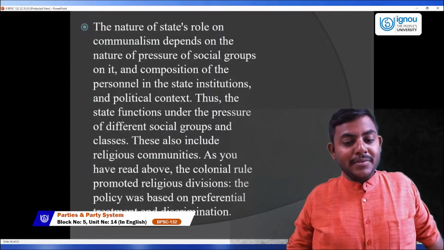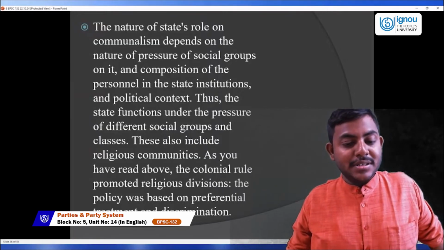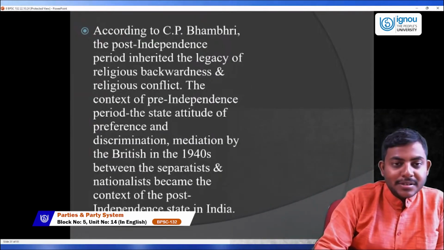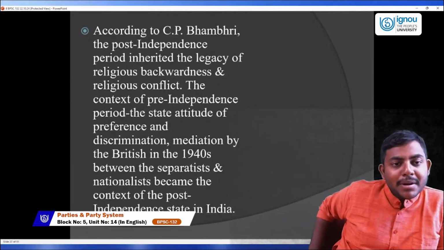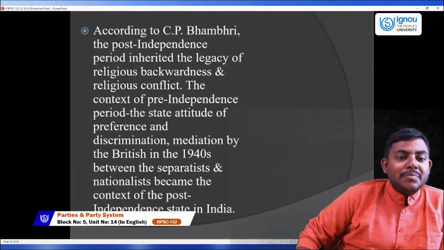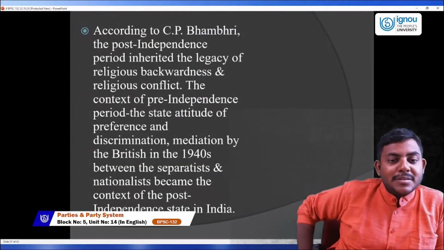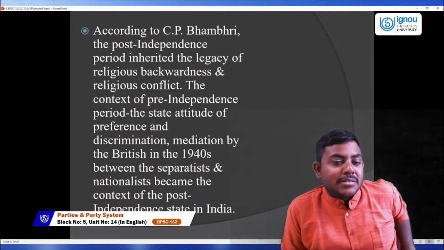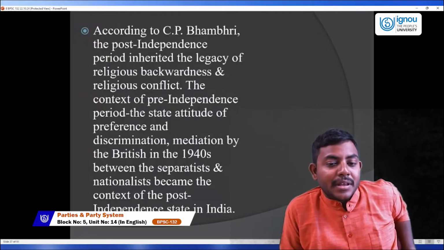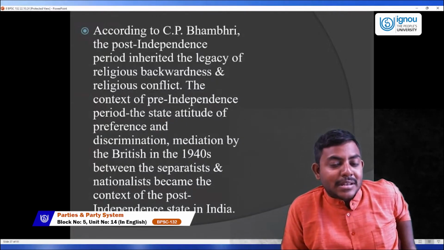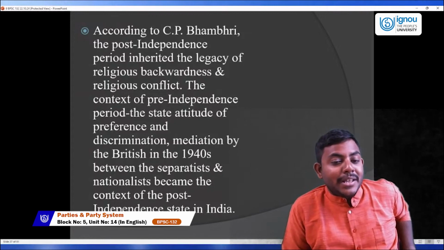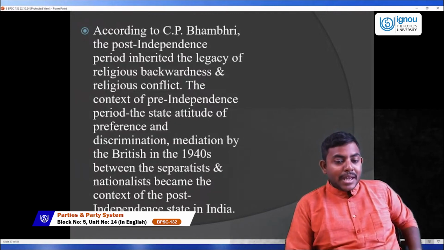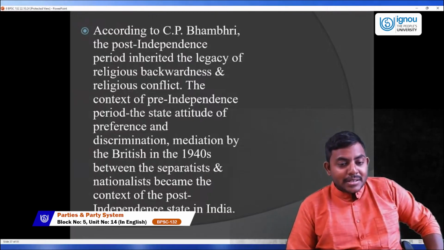As we have read above, the colonial rule promoted religious divisions. The policy was based on preferential treatment and discrimination. According to C.P. Bhambhri, the post-independent period inherited the legacy of religious backwardness and religious conflict. The context of the pre-independence period, the state attitude of preference and discrimination, and mediation by the British in the 1940s between the separatist and nationalist became the context of the post-independent state in India.